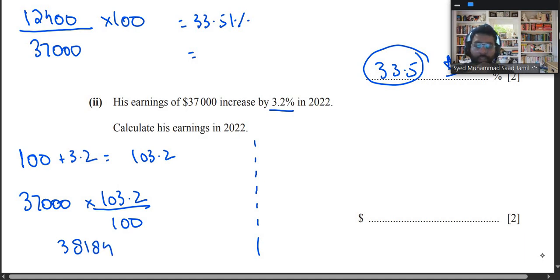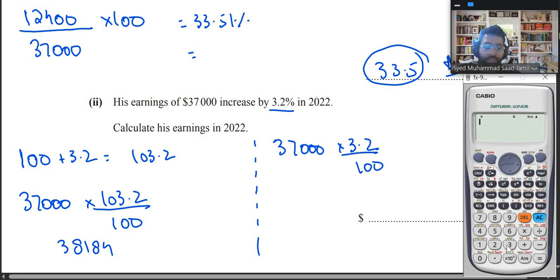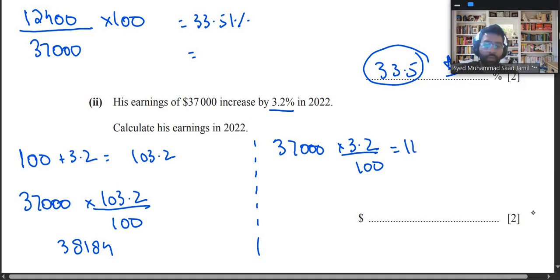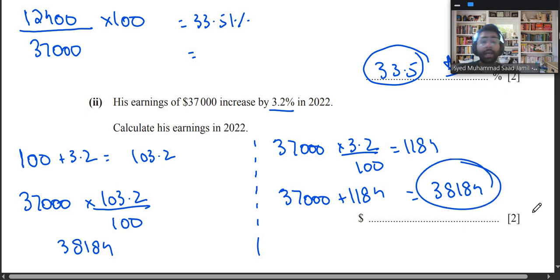The other method is first you do 37,000 multiply by 3.2 upon 100. You just find the 3.2 percentage of 37,000. 37,000 multiplied by 3.2 divided by 100. So it's 1184. Now you add 37,000 with 1184. You will get 38,184 as your answer.